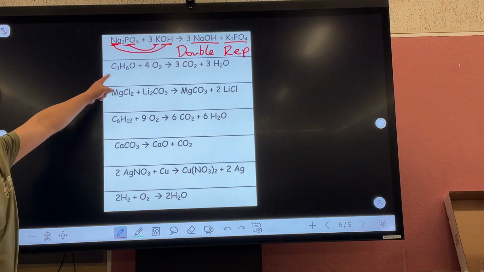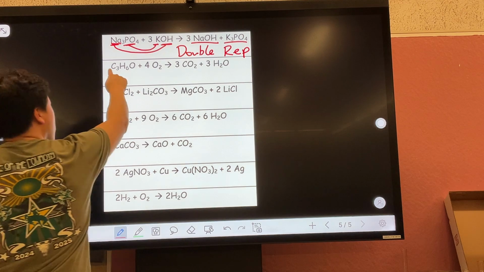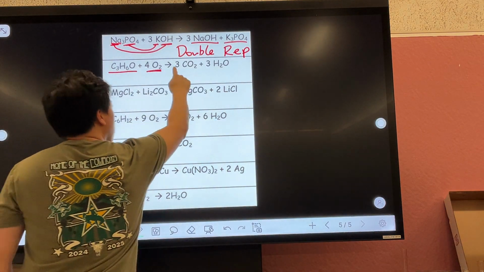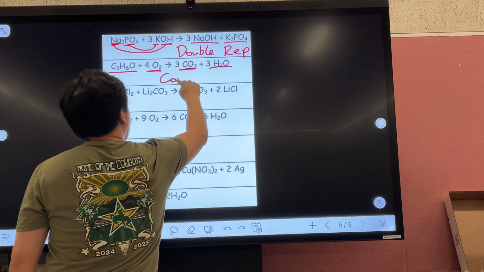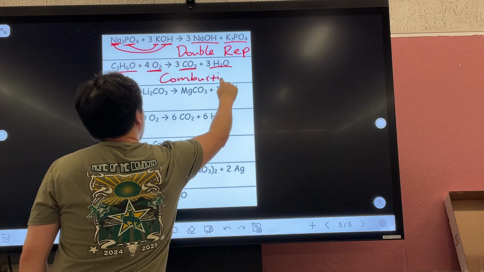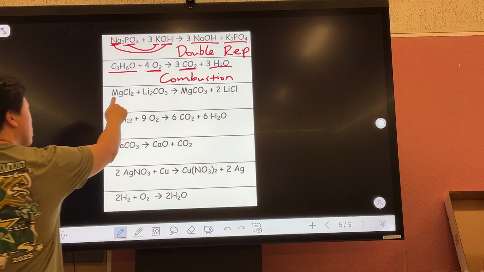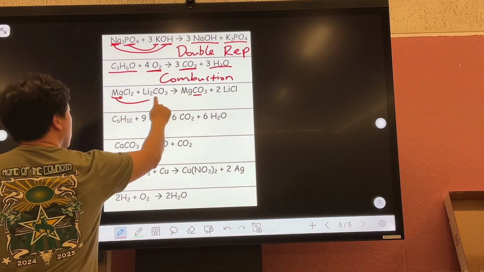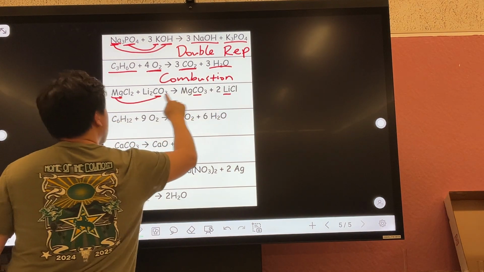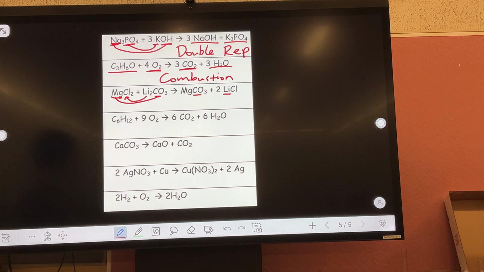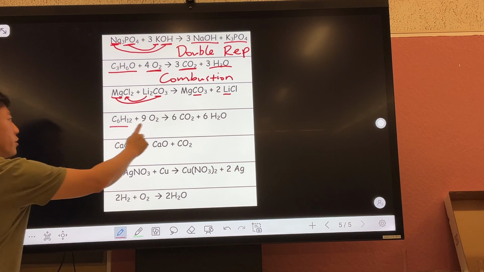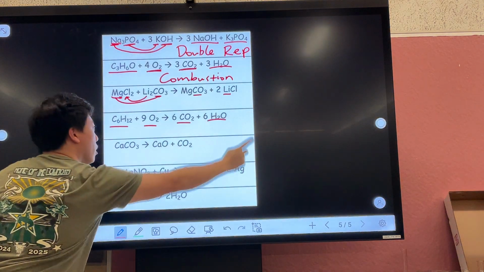What about this one? Combustion. Yes, combustion. We got a fuel plus oxygen making CO2 and water. That's combustion. What is the next one? Double replacement. This one would be what? Mg combines with CO3, and then Li combines with Cl. Double replacement again. What about this one? Combustion. We got a fuel, oxygen, CO2, and water.